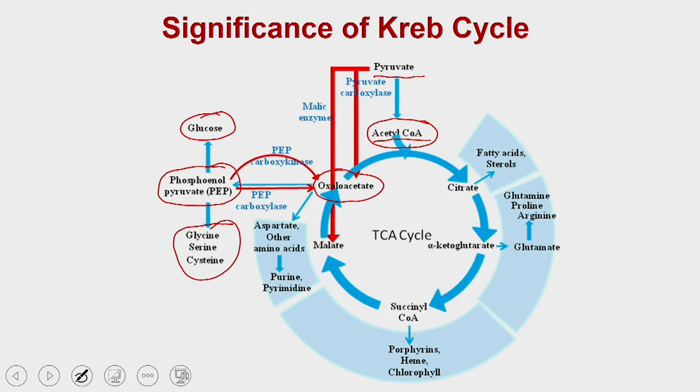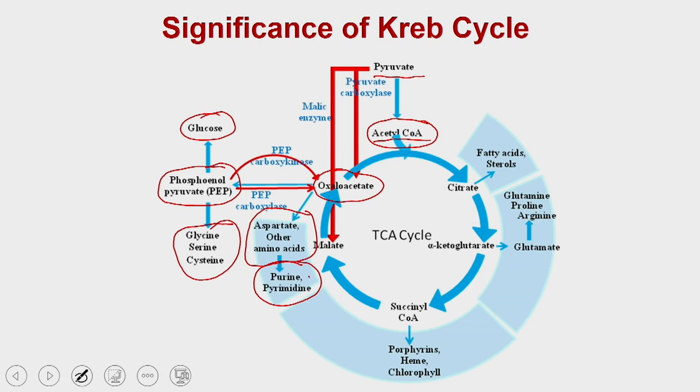In an alternate pathway, oxaloacetate is also used to synthesize aspartate and other amino acids, and the carbon present in these amino acids can be used even to synthesize purines as well as pyrimidines. This means oxaloacetate, which is part of the Krebs cycle, plays a central role in connecting the Krebs cycle to the amino acid pathway, the nucleotide pathway, as well as the resynthesis of glucose molecules.